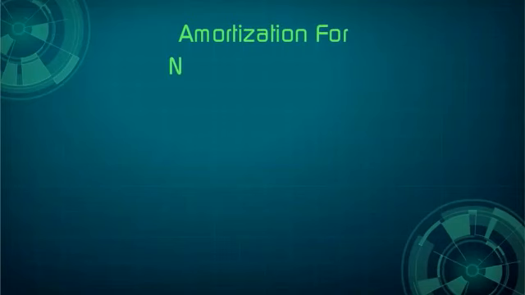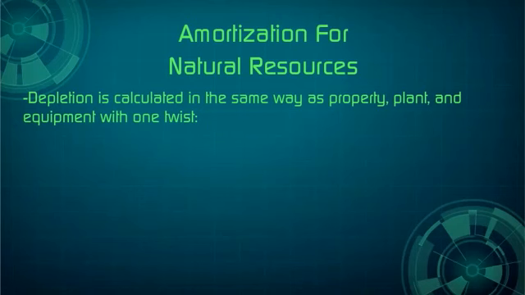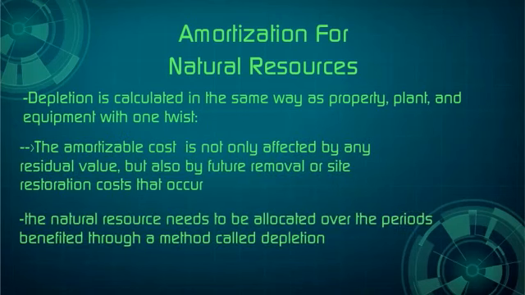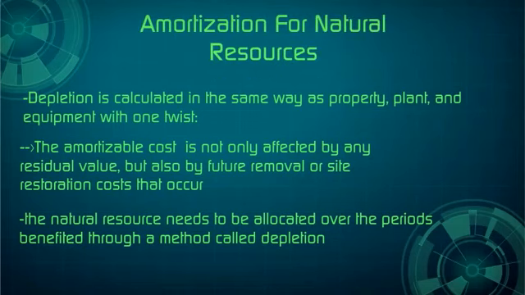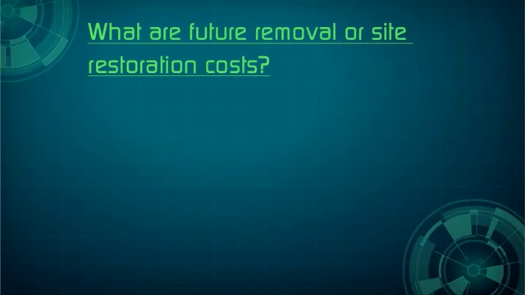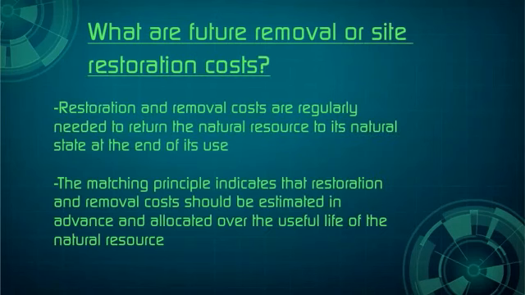Once the cost basis is determined, it needs to be allocated over the periods benefited through a method called depletion. The depletion of natural resources is a similar concept to depreciating property, plant, and equipment. The only difference is that along with considering residual value, any future removal or site restoration costs also have to be taken into account. For natural resources, important issues such as site restoration, reforestation, and environmental cleanup need to be addressed.